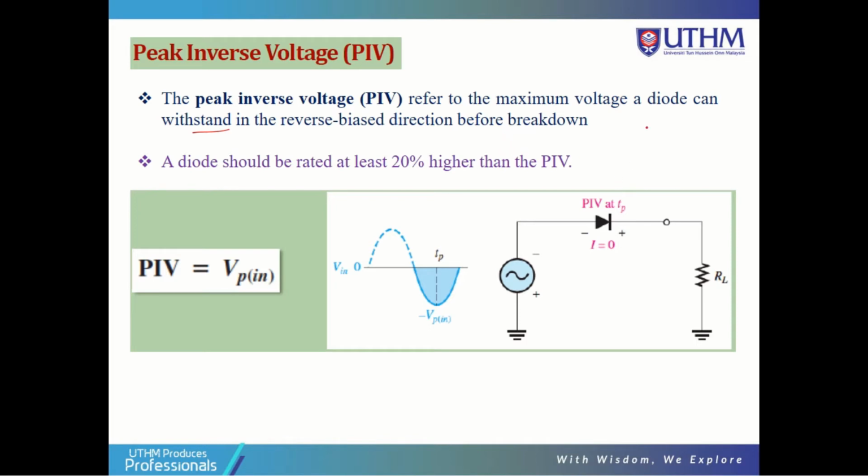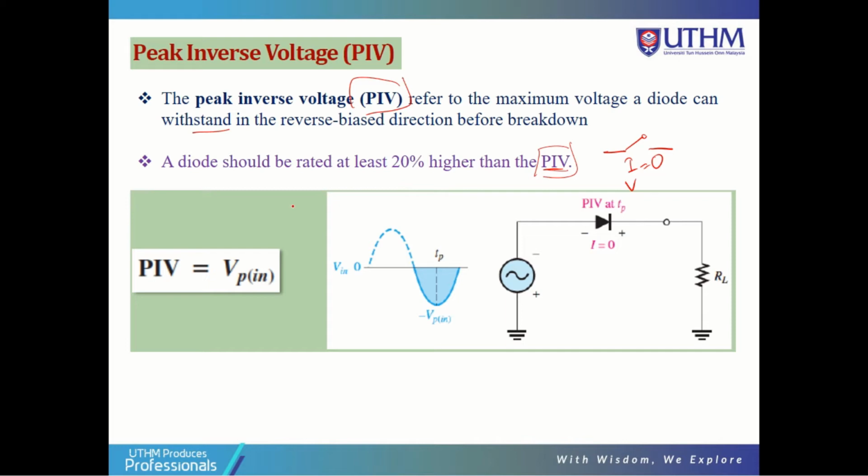So kan saya pernah cakap yang bila reverse bias, so circuit akan jadi open kan, yang diode ni akan jadi open kan. Open cuma current je yang zero, voltage dia masih ada lagi, voltage masih ada nilai. So PIV ni maksud dia berapa nilai voltage yang diode ni boleh withstand sebelum dia rosak, sebelum dia damage. Tu kita maksud PIV dia kat sini. So diode should be rated at least 20% higher than the PIV. So untuk mengelakkan dia breakdown terlalu cepat, so kita kena rated dia at least 20% lebih tinggi daripada PIV.